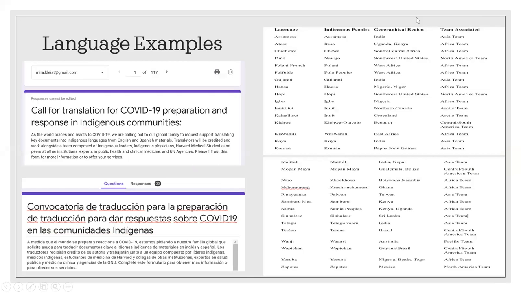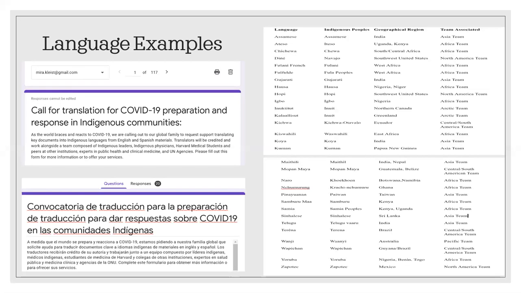We can go to the next slide. So this is just an example of some of the languages that our translators are bringing to the table. And we recently got a grant for $3,000 to pay Indigenous translators on our team.